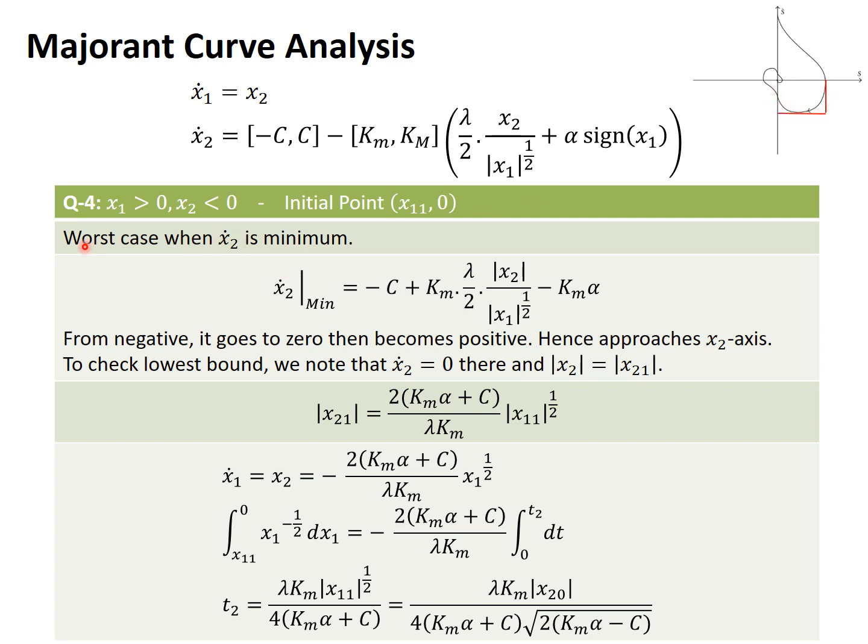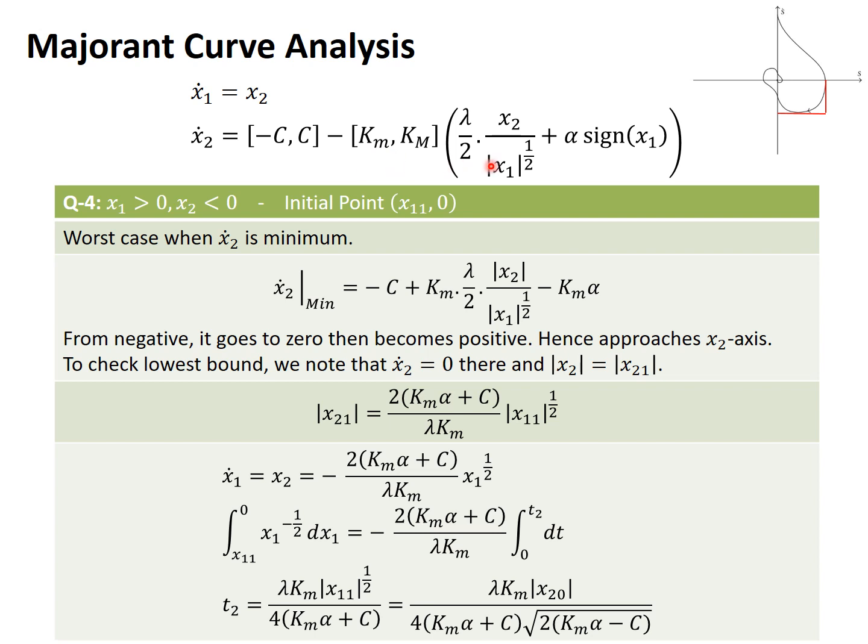So, we check the minimum x2 dot that is available for us, and then we go ahead with further analysis. So, for x2 dot minimum, to fix the minimum, we take the negative c here, minus c.